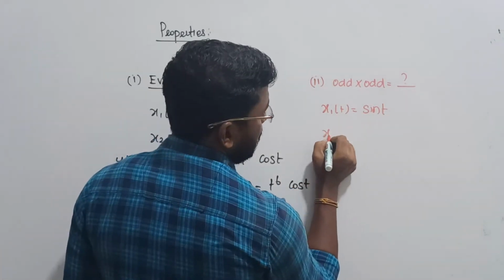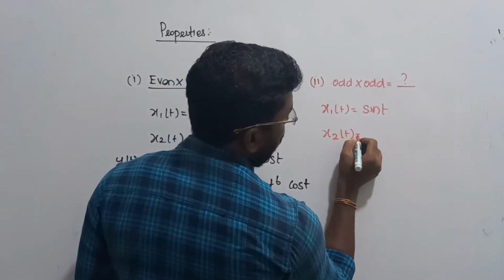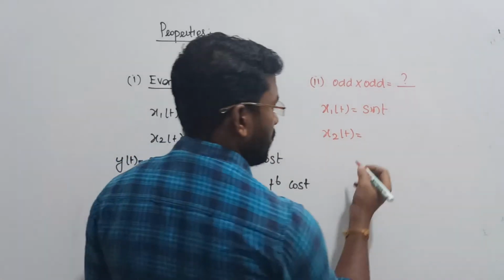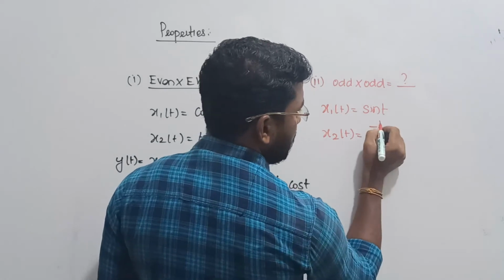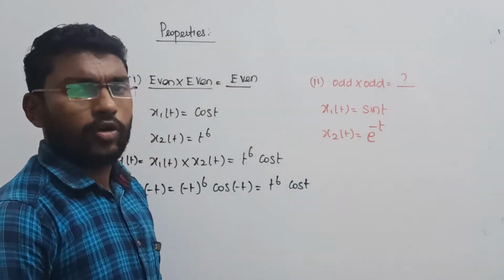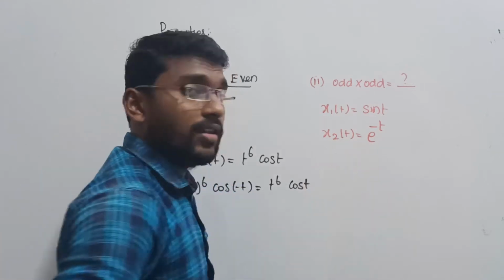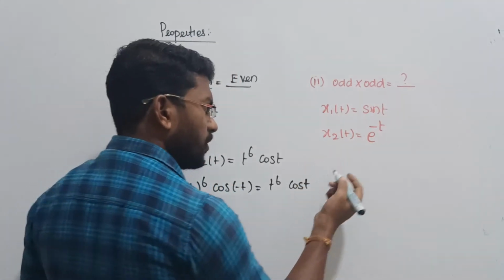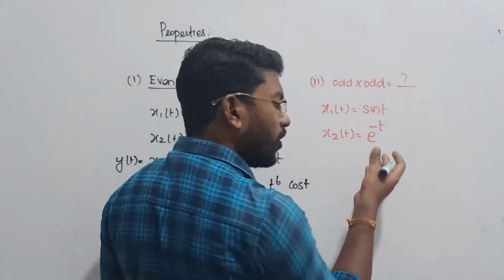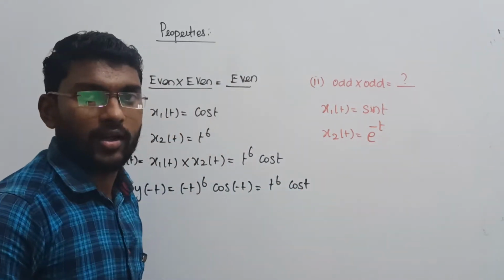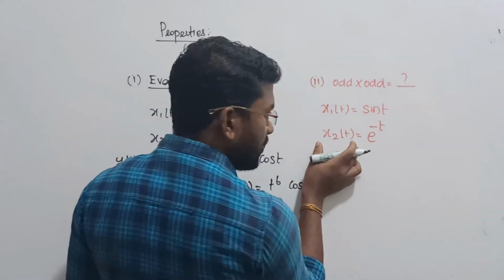Similarly, let us take some odd signal x2 of t. For x2 of t, what can we consider? Let us consider e power minus t, right? First we have to check whether e power minus t is an odd signal or not. For example, you check this one separately. I don't know, because we have not seen e power minus t until now, right? You might be having doubt. Let us check. This is x2 of t.